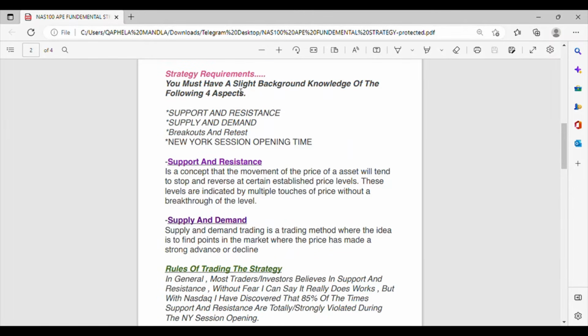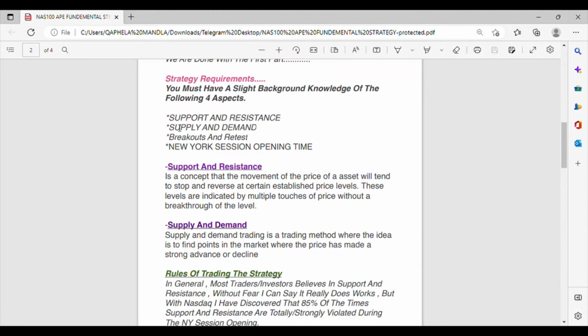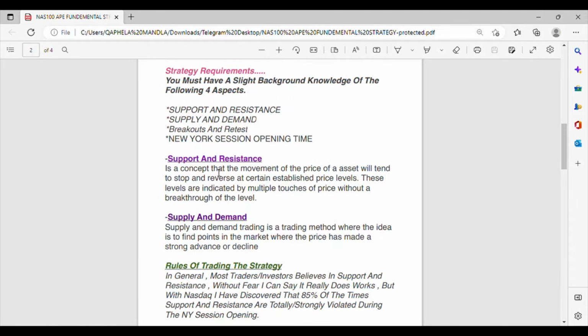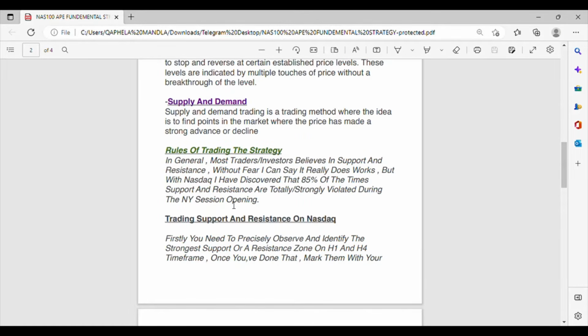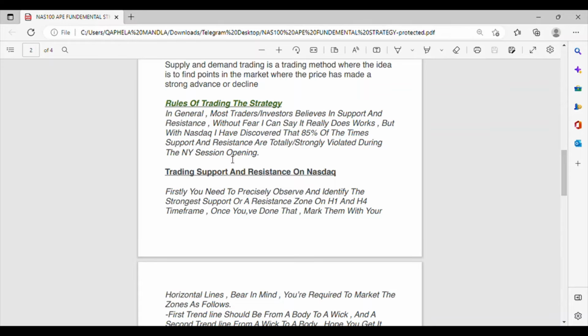So now it says here, strategy requirements. You must have a slight background knowledge of the following four aspects: support and resistance, supply and demand, breakouts and retests, and the New York session opening time, which is 15:30 if you're in South Africa. I'm pretty sure that a lot of you know all these four aspects, right? It's very simple. We all know what support and resistance is in the market. We all know supply and demand.